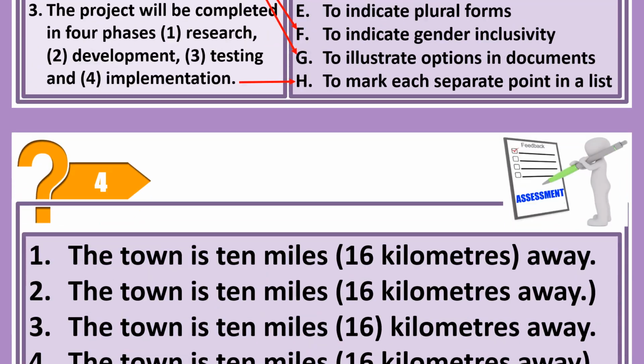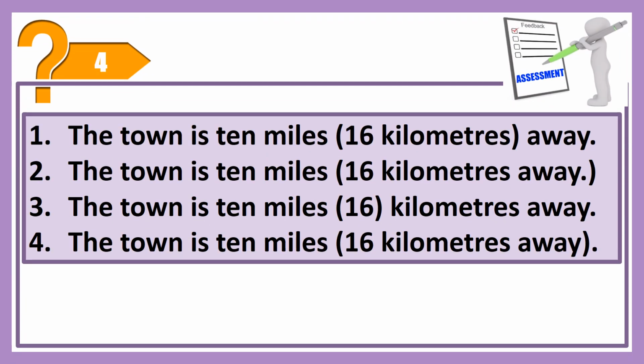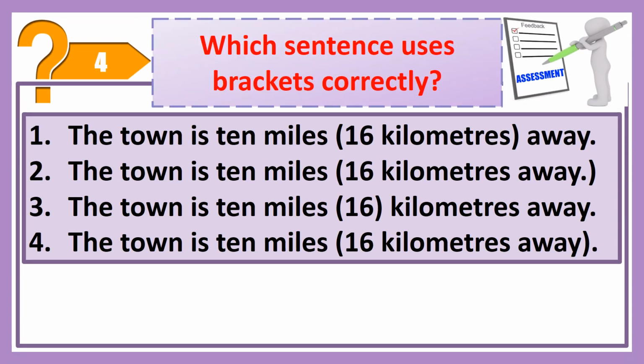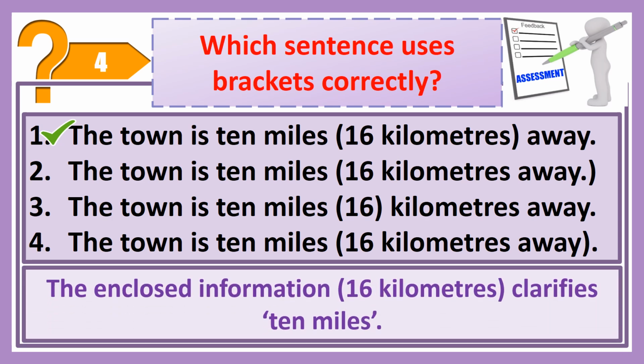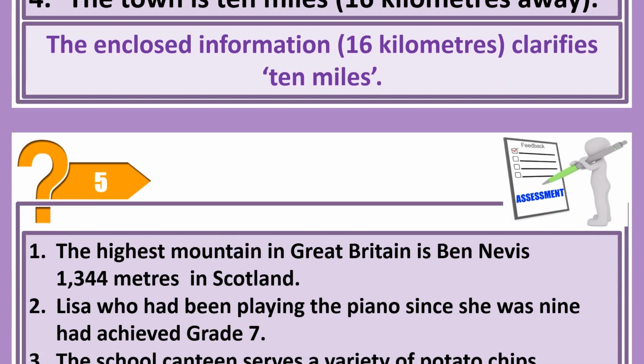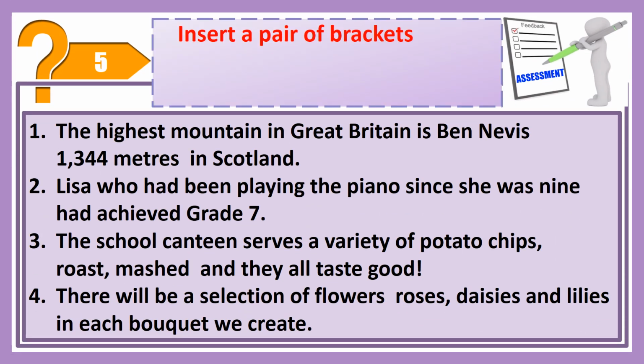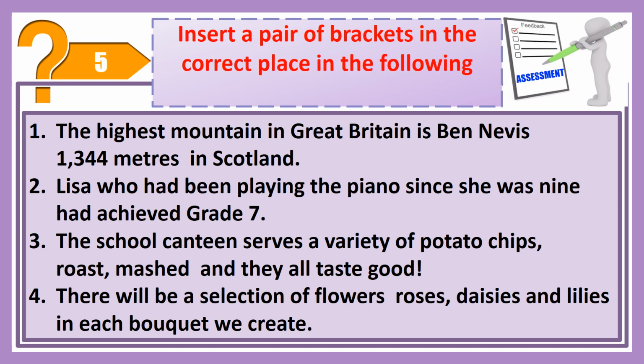Question 4. Which sentence uses brackets correctly? Sentence 1 uses brackets correctly because the enclosed information 16 kilometers clarifies 10 miles. Question 5. Insert a pair of brackets in the correct place in the following sentences. In sentence 1, 1344 meters is bracketed, which gives additional information about Ben Nevis's height.